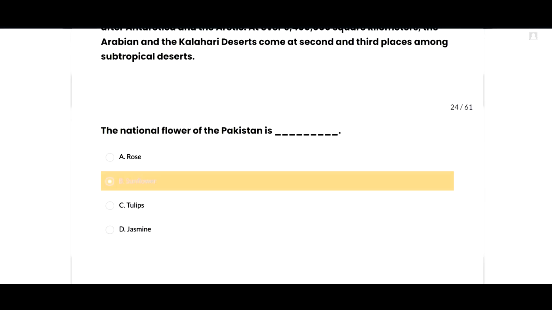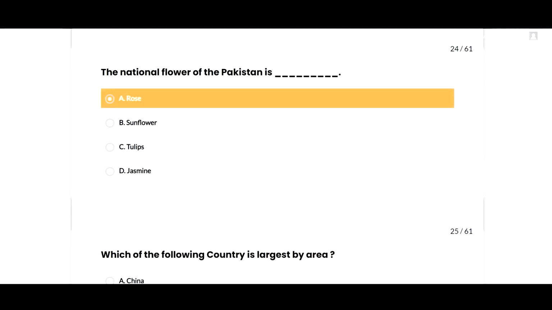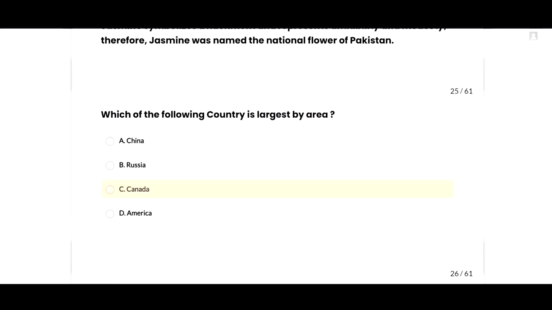The next MCQ. The national flower of Pakistan is jasmine. Jasmine symbolizes attachment and represents amiability and modesty. Therefore, jasmine was named the national flower of Pakistan. D option is correct.